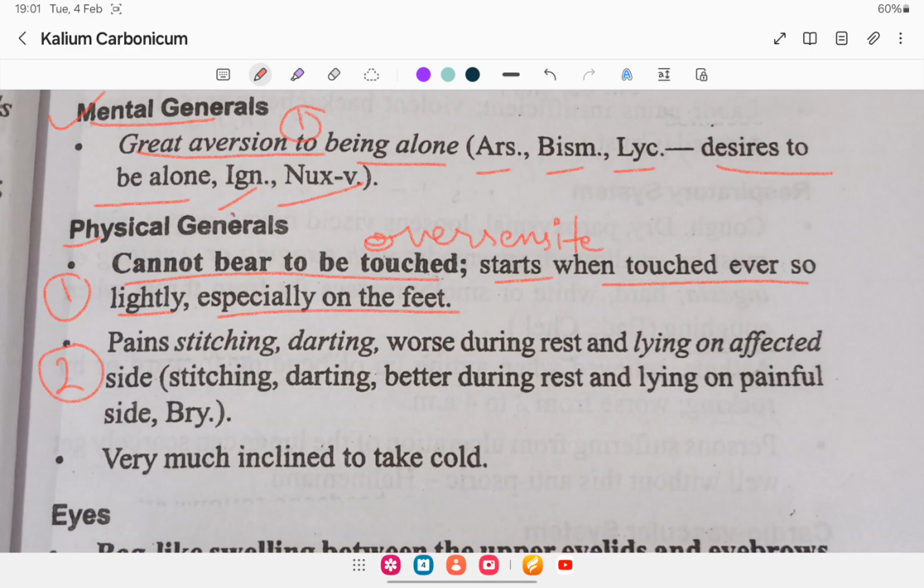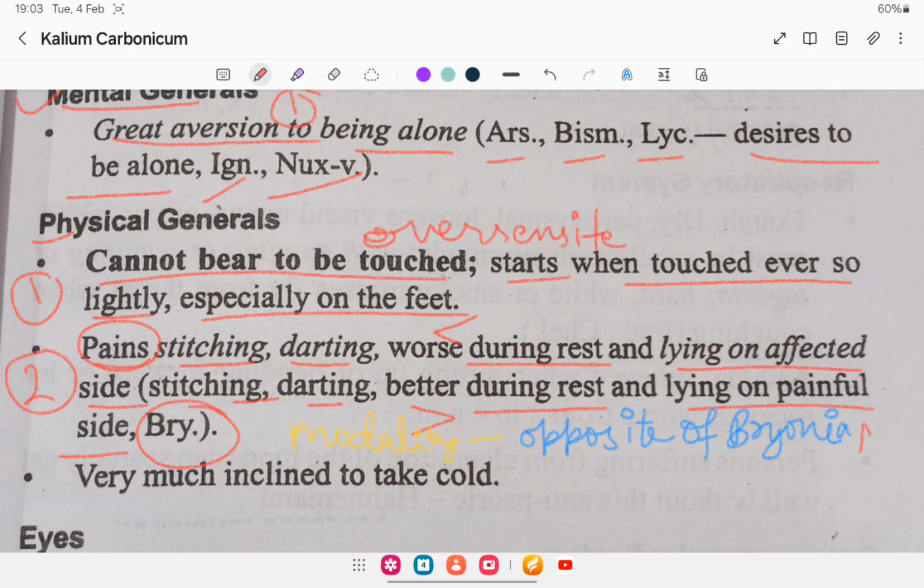Number 2 physical characteristic, pains. About pains: stitching kind, darting, flying from one part to another, aggravation during rest and lying on the affected side. Same kind of pain in Bryonia, stitching, darting, but amelioration during rest and lying on the painful side. So modality is opposite of Bryonia. This question may be asked in PG. Modality is opposite of Bryonia, very much important.